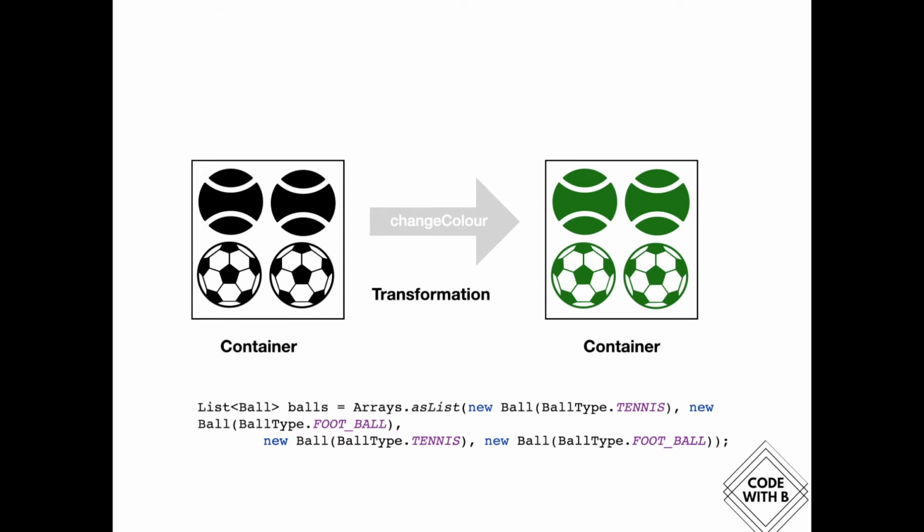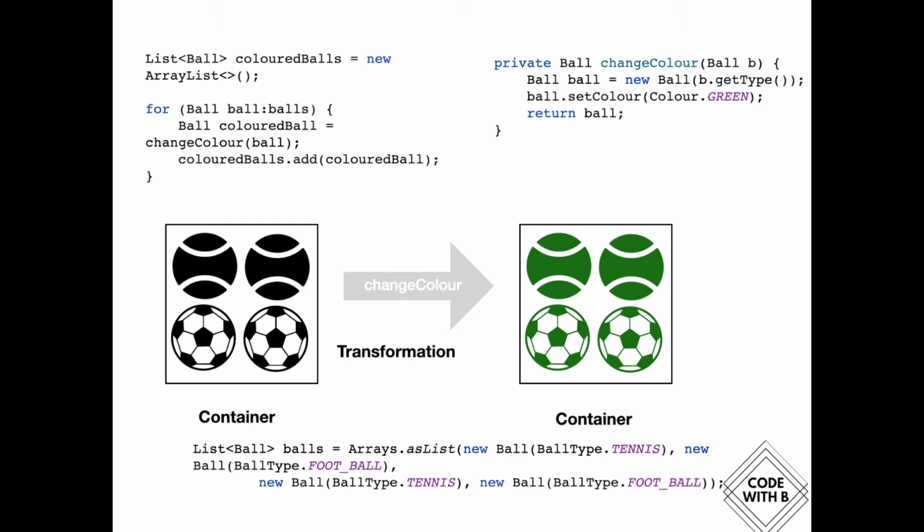What if we have those objects within a container? We know how to transform a single element, but when it comes to the container, how can we do that? By container, I mean list, set, or any kind of collection that you have. We can simply define one array list. Iterating through the existing collection, we can get one element at a time, apply the change. So in this case, change is change of color, and then add that instance to the colored balls list and return the colored ball list.